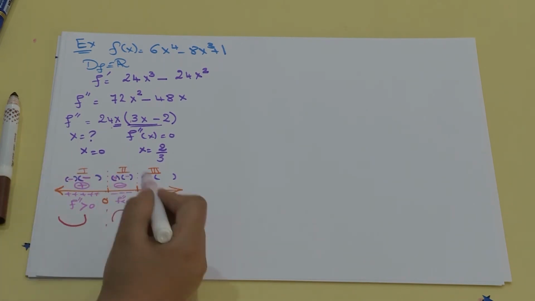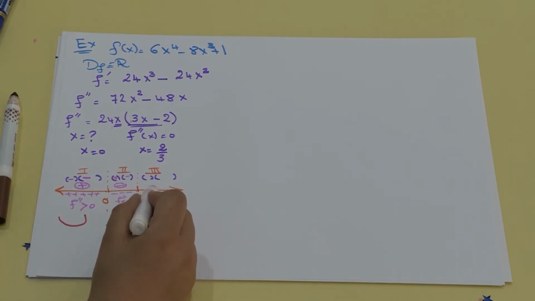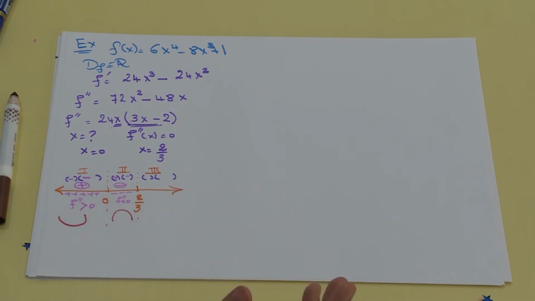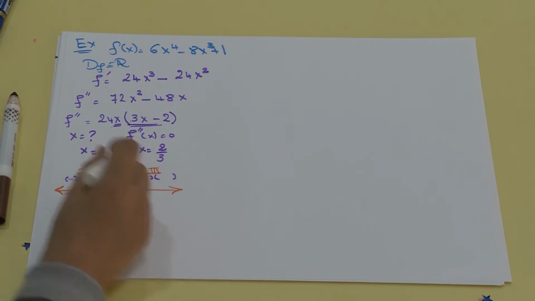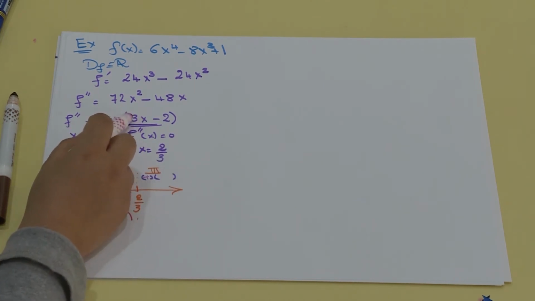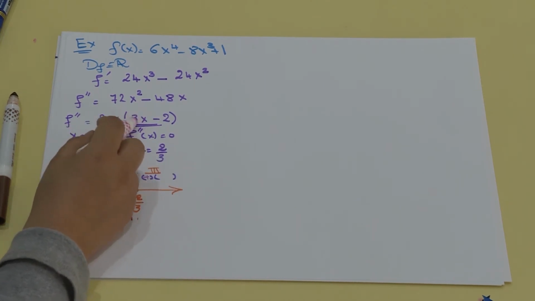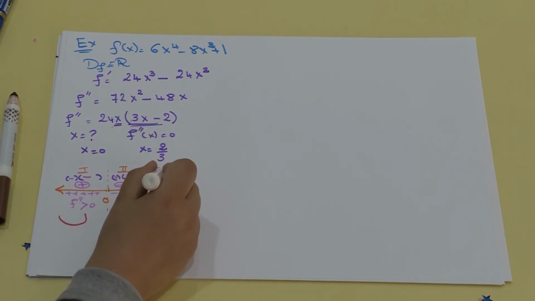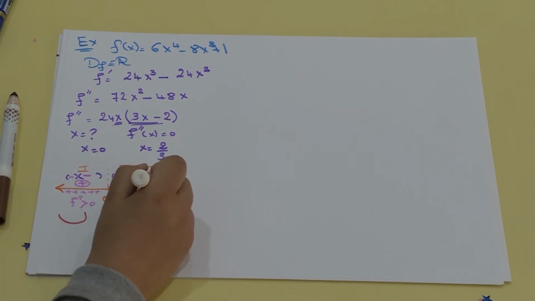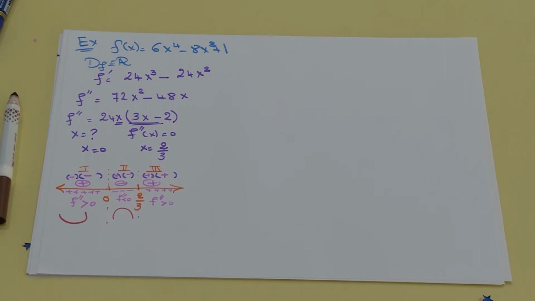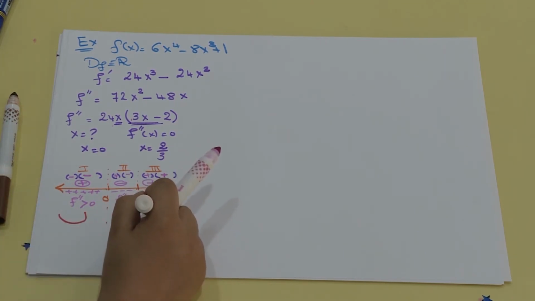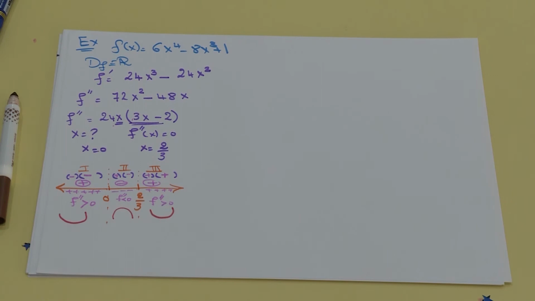Again, greater than 2 over 3, I can take 5, I can take 10, I can take 200. Any value you put here is positive. 10 times 3, 5 times 3, 500 times 3 minus 2, also it is positive. So the whole thing here is positive. That's to say that the second derivative is positive everywhere on this interval. So we have the function to be concave upwards.